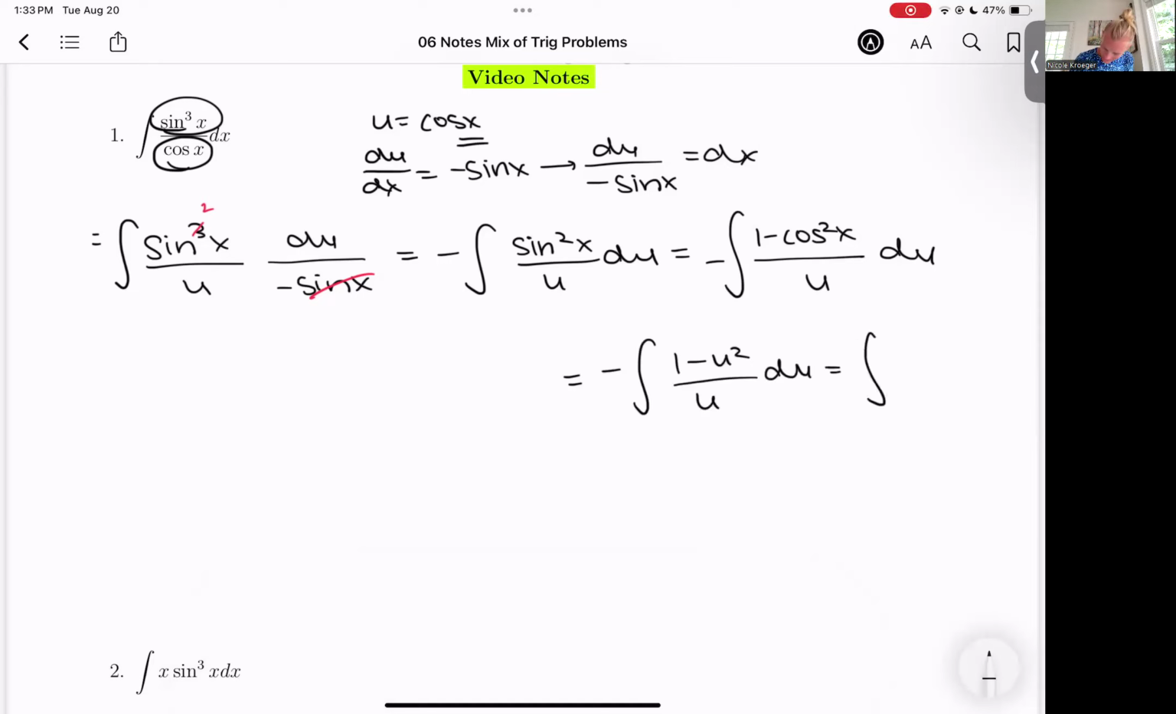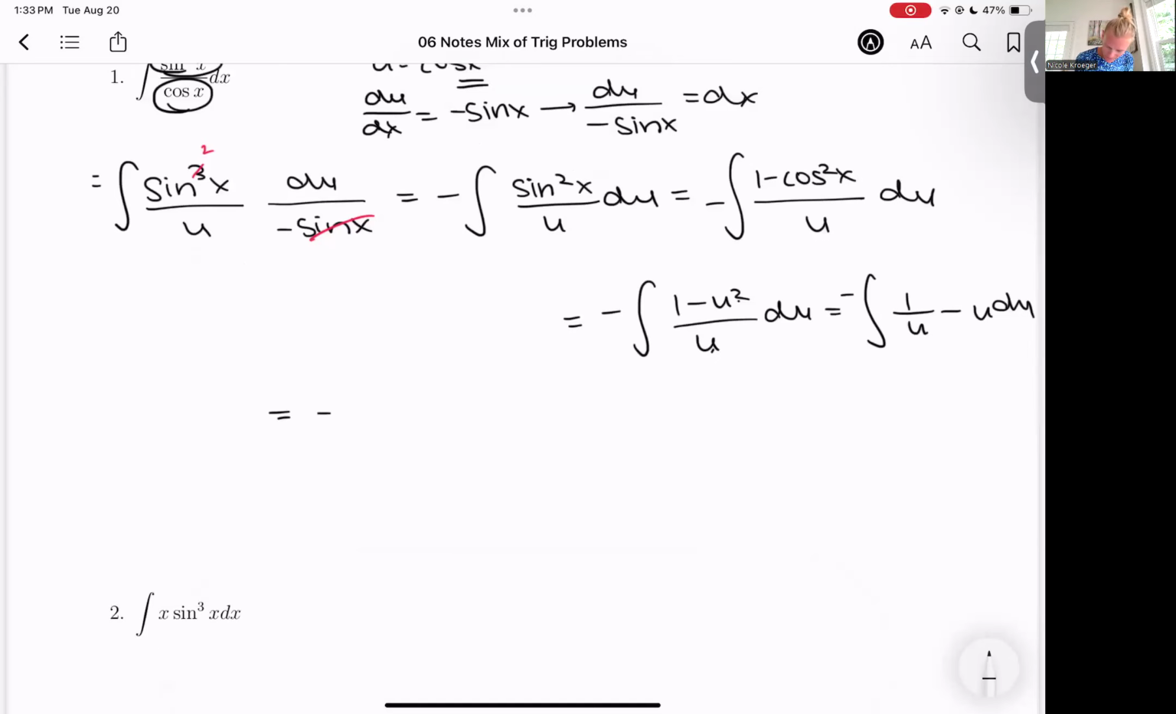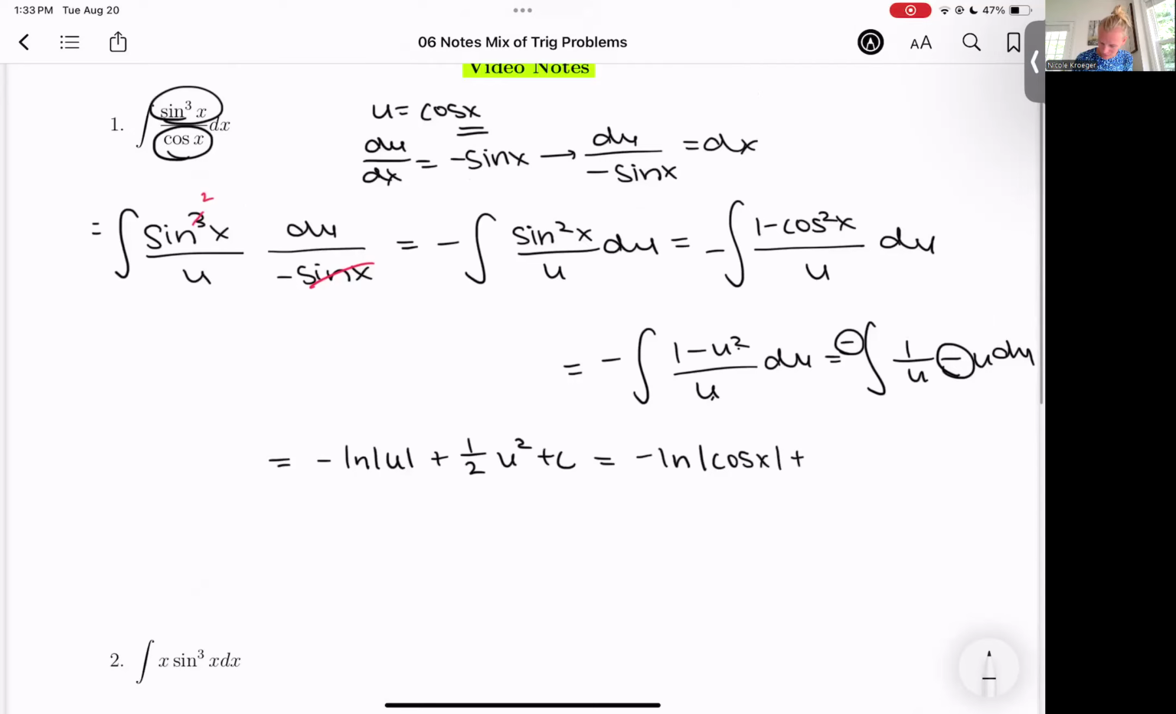So it's negative on the outside, 1 over u minus u squared over u is u, so I just broke that apart into two fractions. Now I can anti-differentiate, so I'm going to have negative ln of absolute value of u. This negative and this negative will go together to give me a positive 1/2 u squared plus c, and we'll replace our u. So negative ln absolute value cosine of x plus 1/2 cosine squared x plus c.